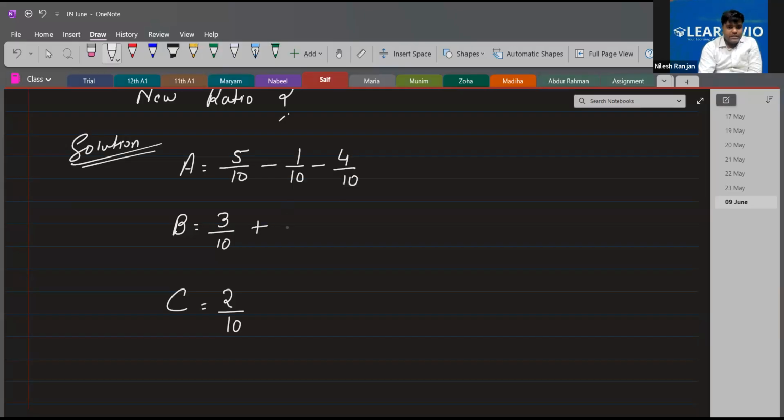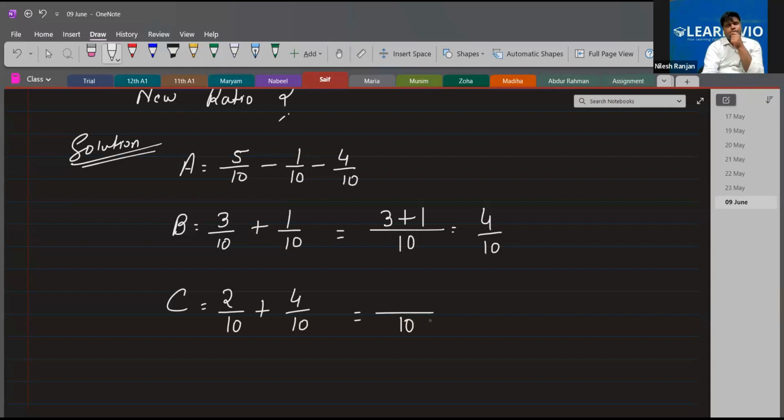B is getting 1/10 from A, C is getting 4/10 from A. So 3 plus 1, it will be 4/10. It is 10. Like 2 plus 4, it is 6/10. There is a mistake.